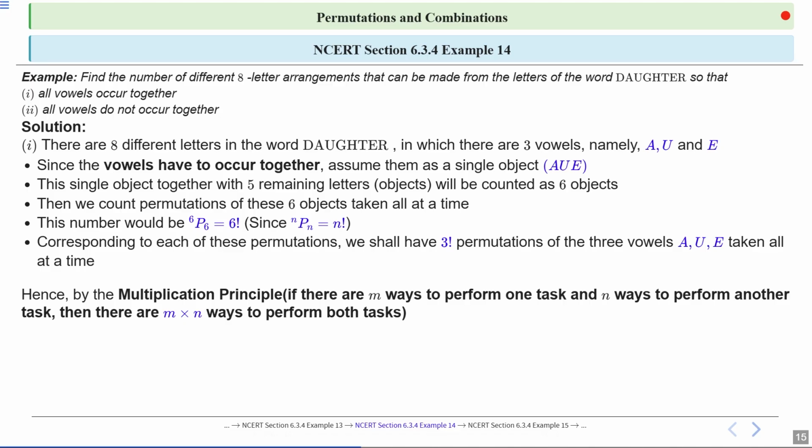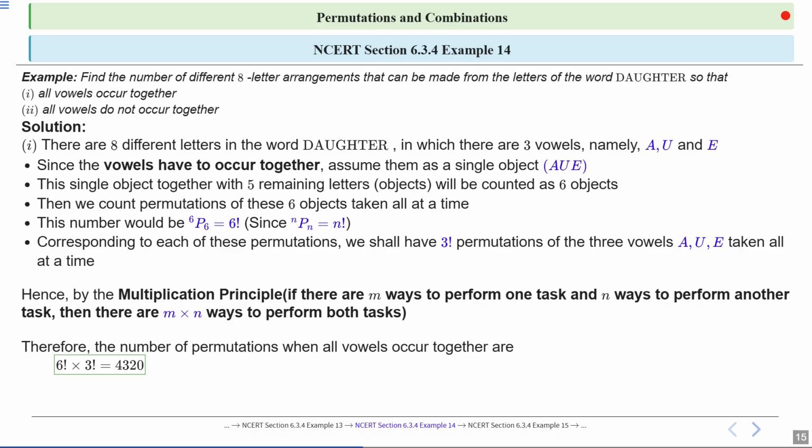Therefore, how many different 8-letter arrangements can be made from the letters of the word daughter, so that all vowels occur together? The answer is 6 factorial into 3 factorial, which is equal to 4320. So the number of permutations when all vowels occur together is 4320.